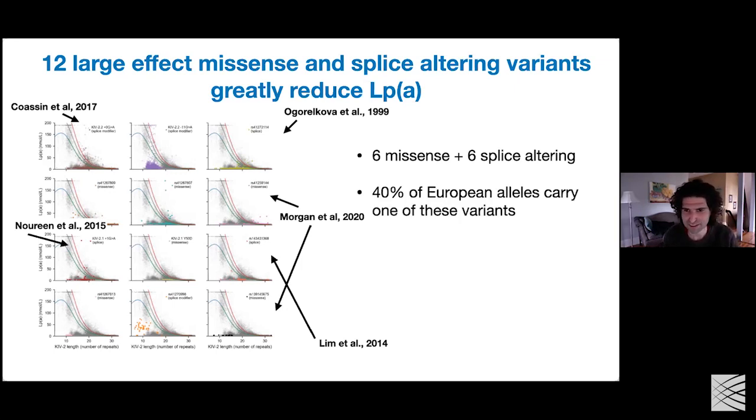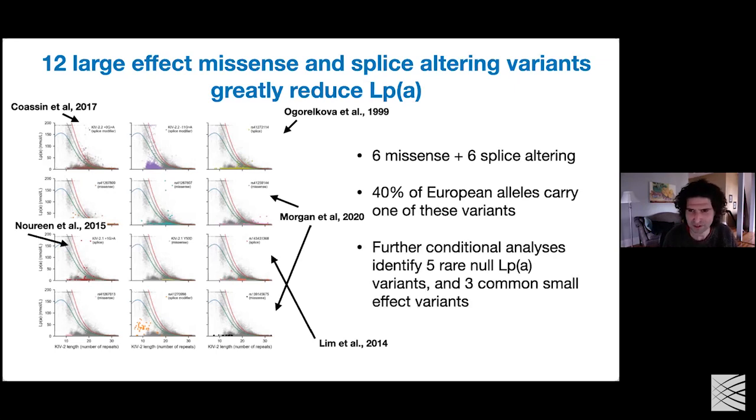And together these variants cover about 40% of European alleles, meaning that about 40% of European alleles are sort of broken and produce little or no LPA. Some additional fine mapping analysis identified a couple of other probably causal variants: 5 rare null LPA variants and 3 common small effect variants that seem to exert a small consistent effect on lipoprotein A concentration across the KIV2 spectrum. All of these variants were either missense, predicted to alter splicing, stop gains, or in the 5' UTR.